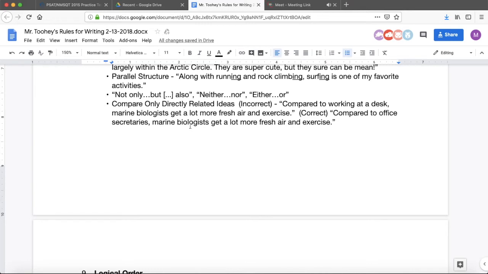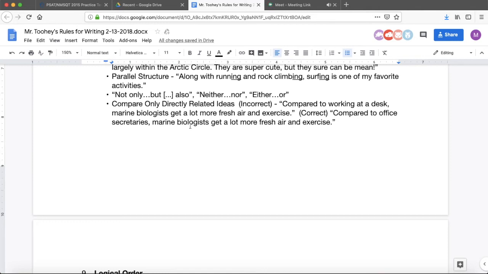Alrighty. Correct. Compared to office secretaries, marine biologists get a lot more fresh air and exercise. There we go. Much better. Do you see why that's a better comparison? We're comparing two professions now? Yes. Another way to fix that too, you could say, compared to working at a desk, working outdoors provides the opportunity to get a lot more fresh air and exercise.